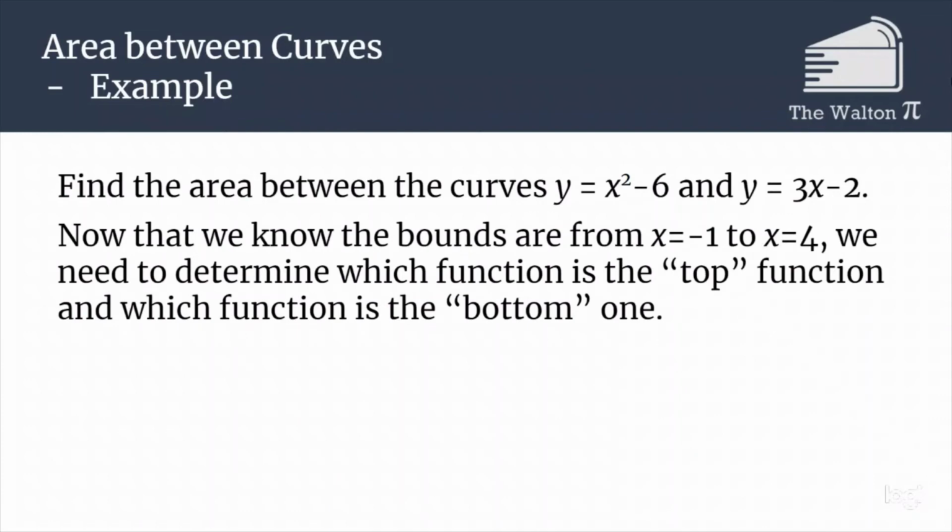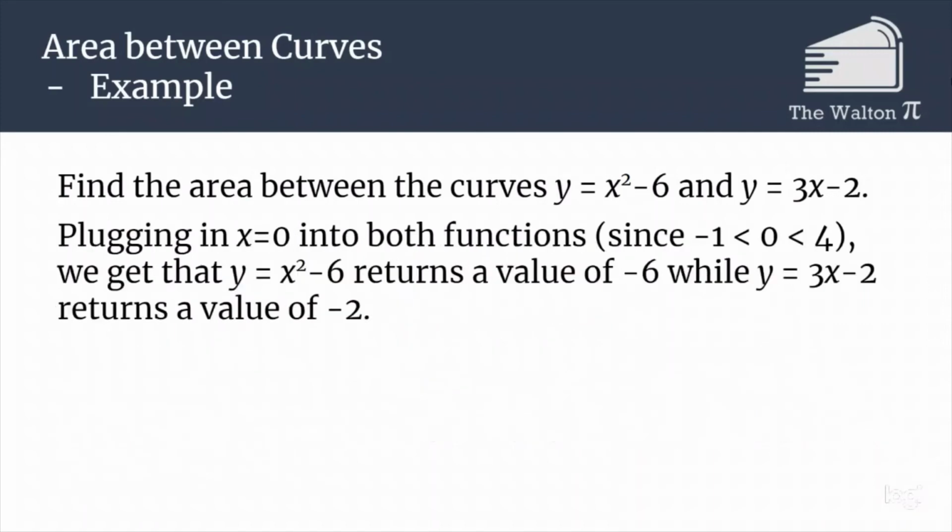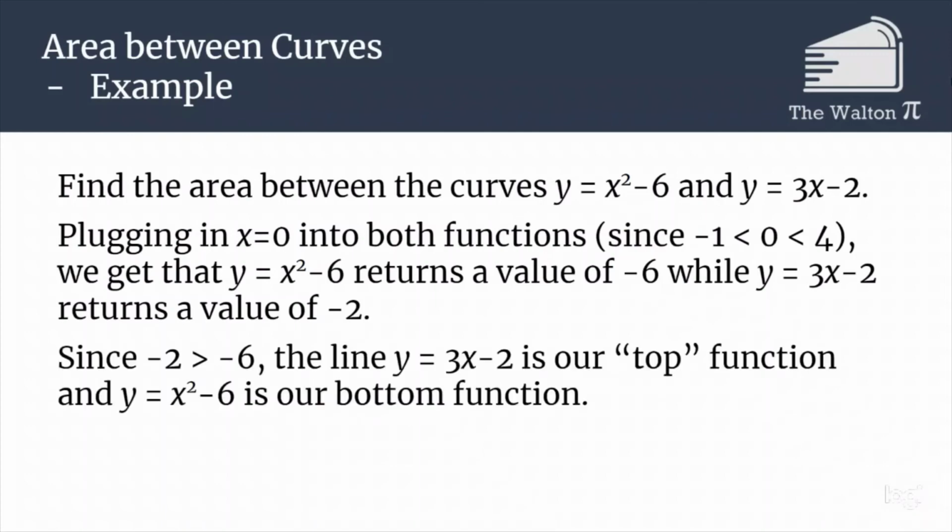Now that we know our bounds, we need to figure out which function is the top function and which is the bottom function. Since x equals negative 1 and x equals 4 are our only points of intersection, we can just plug in a value between them to figure out which function is on top, based on which function has a larger value at that x value. So let's plug in x equals 0 into both functions, since 0 is between negative 1 and 4. That gives us y equals x squared minus 6 a value of negative 6, while 3x minus 2 gives us a value of negative 2. Negative 2 is bigger than negative 6, so 3x minus 2 is our top function.